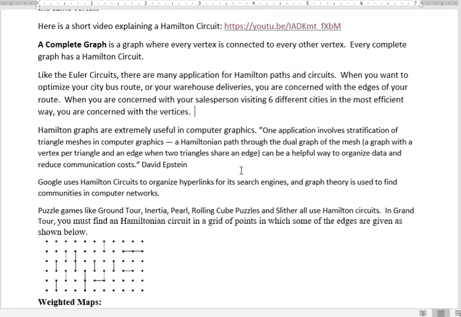Hamilton graphs are extremely useful in computer graphics, and one application involves stratification of triangle meshes in computer graphics. Now this may be something that goes right over your head. It does mine. This is a quote from David Epstein. But they can be a useful way to organize data and reduce communication costs. Google uses Hamilton circuits to organize hyperlinks for its search engines, and graph theory is used to find communities in computer networks.